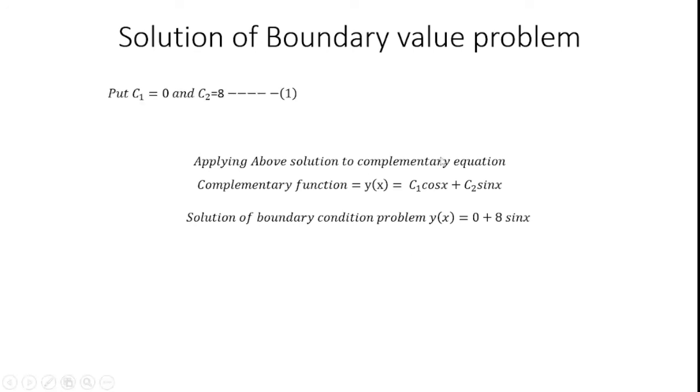Yes, I can substitute C1 is equal to 0, what I found from the complementary function equation. And then C2 is equal to 8, which I found from the previous slide. If I substitute those values into the complementary function, I can get y of x is equal to 0 plus 8 sin x. So finally I can get the general equation of the total element, which means the boundary elements, which is y of x is equal to 8 into sin x, which is the general equation we can frame for the given boundary value problem.